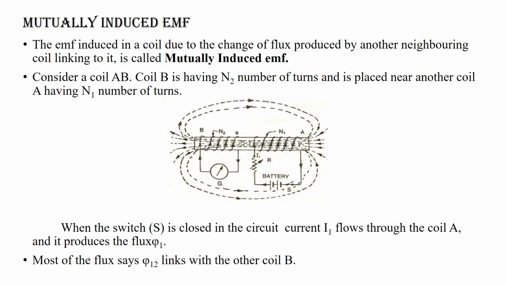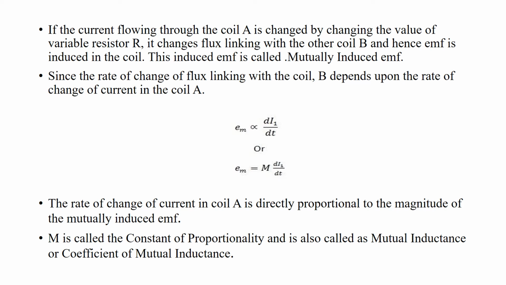as a fundamental concept, we all know a magnetic flux will be created. This flux will link with the neighboring coil, that is coil B. Now, if you want to change the current, I can change the value of resistance. So once the value of resistance is changed, the current flowing through the coil A changes, and this deflection will be shown by the galvanometer.